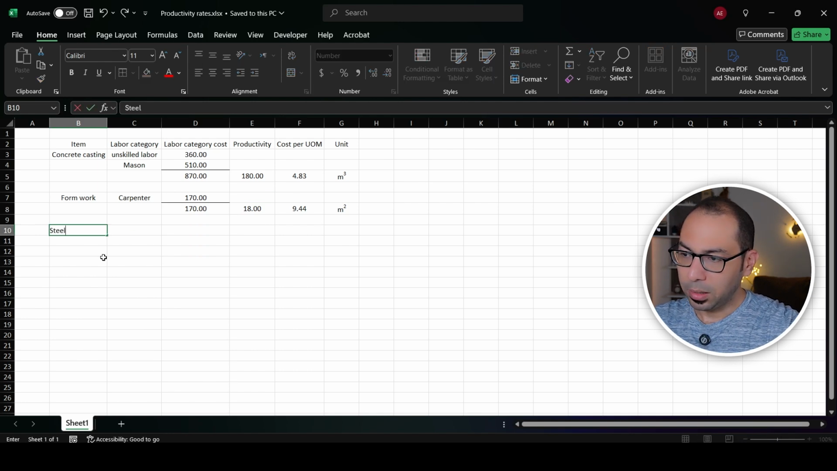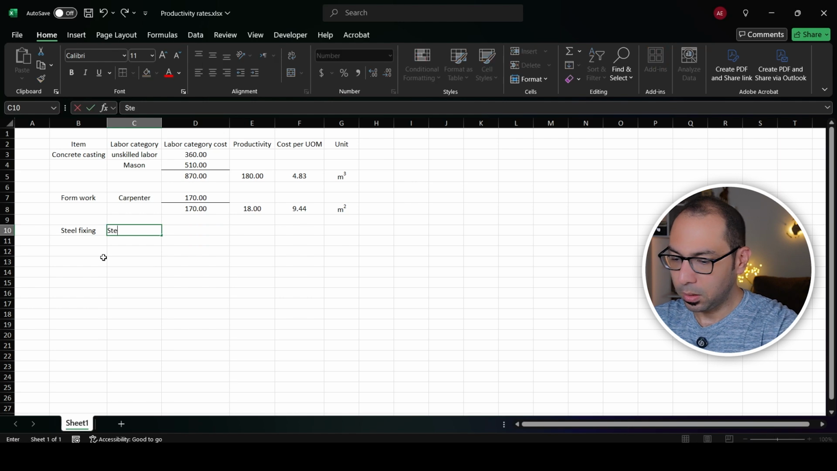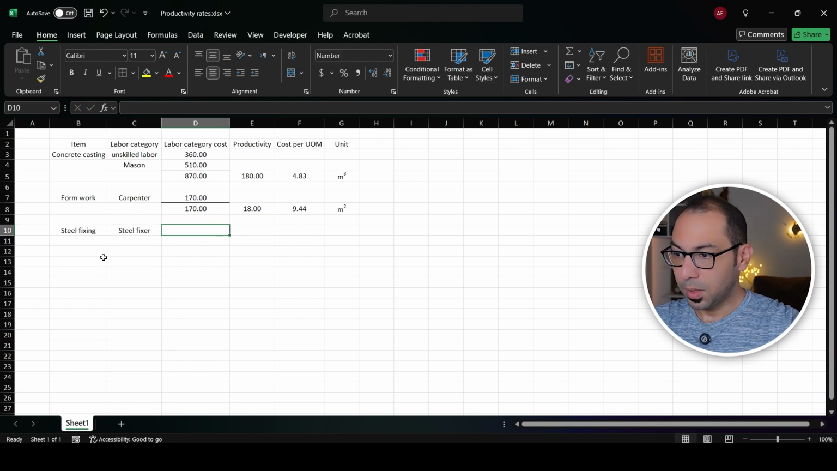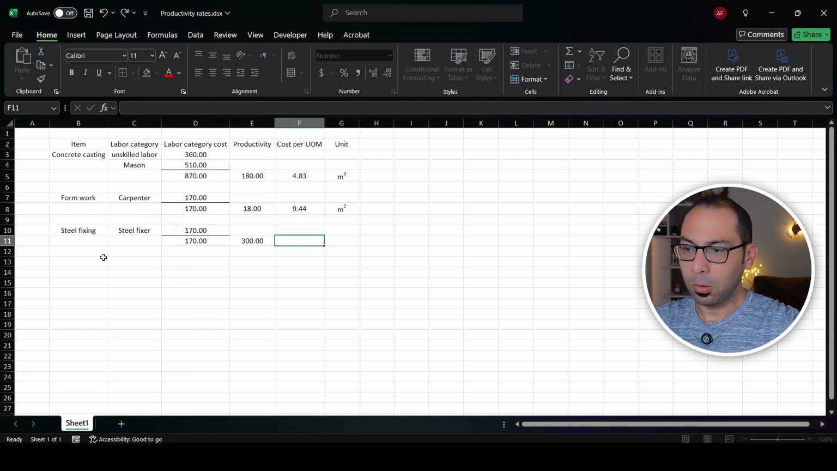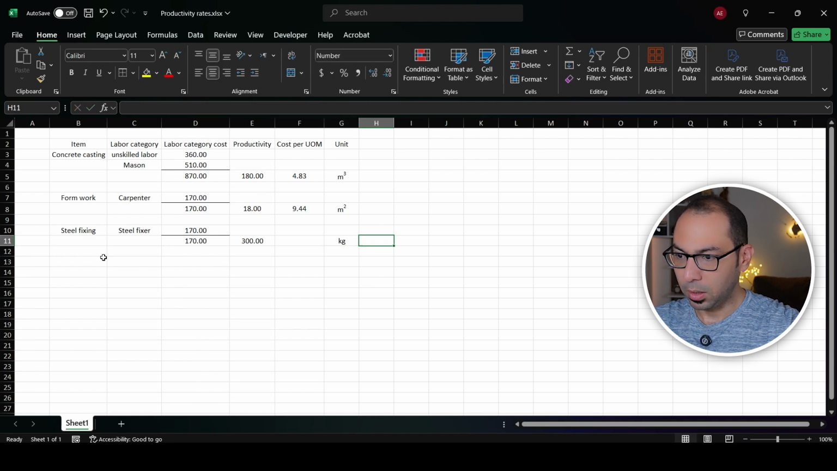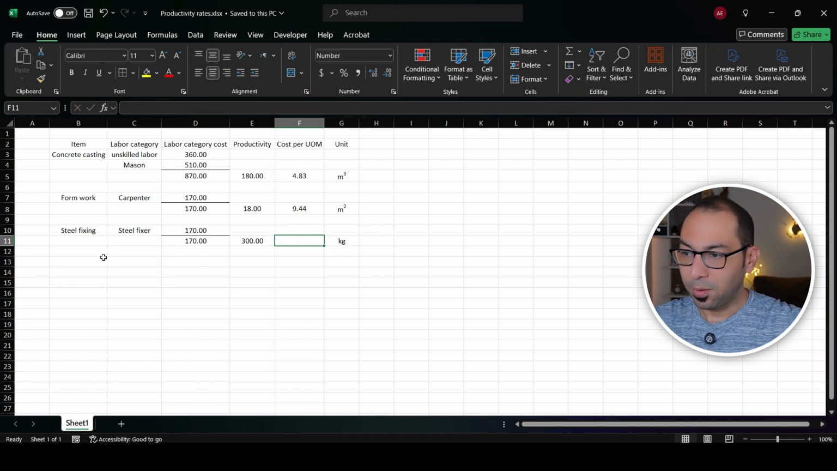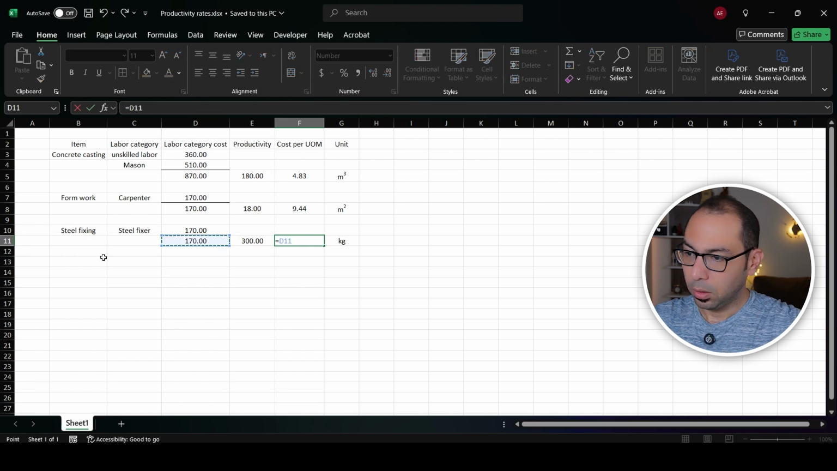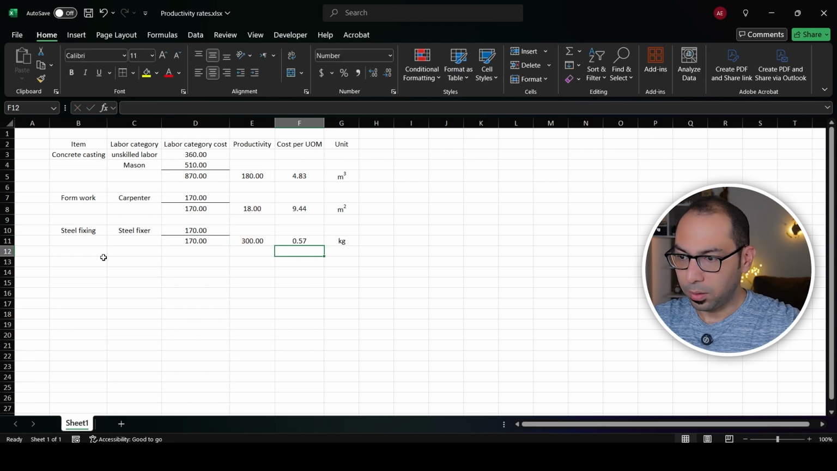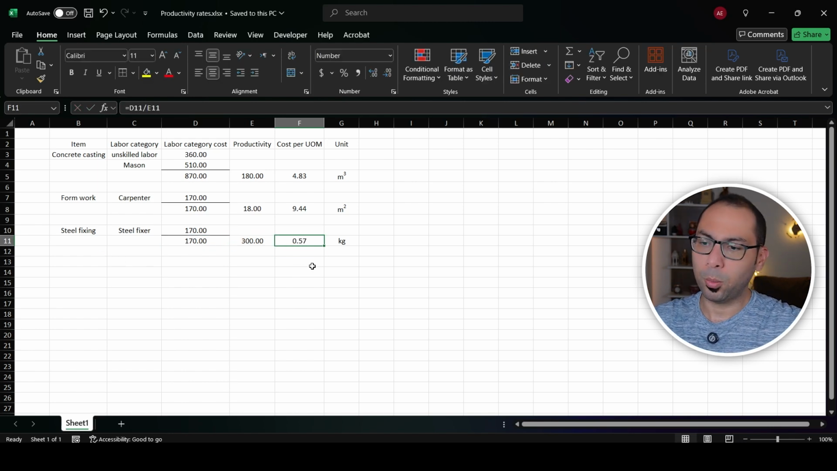Let's go to the next item, which is steel fixing. For steel fixing, I need a steel fixer. And this steel fixer, again, per day will be 170. So just copy the same formula here. And what is the productivity? If I say 300 kilograms, because this is measured in kilograms. So each steel fixer can, let's say, install 300 kilograms of steel. So I'll say this divided by 300, then it's around 0.5 per kg for the installation.